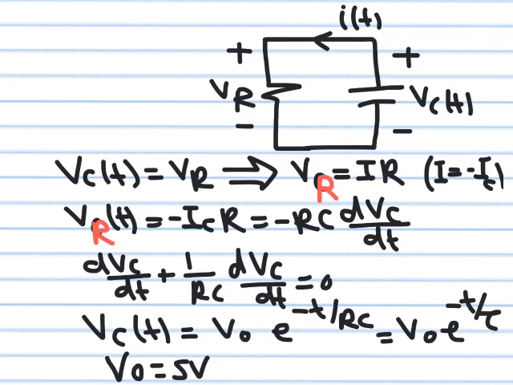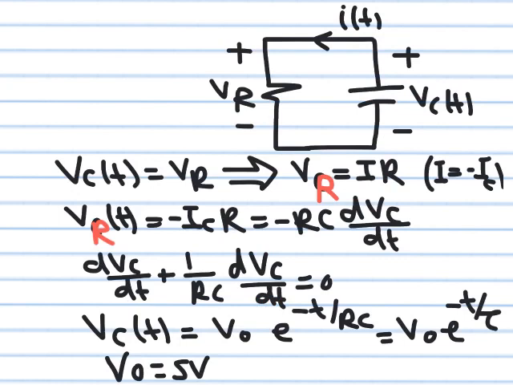So the resistor voltage is IR. There's a current flowing here, and this is R, it's IR. But what's I? I is minus C. Remember, IC flows in this direction between the positive and negative terminal. Then I can simply write it this way, as minus ICR. Replace IC by the derivative of the voltage. Then this is what you have here.